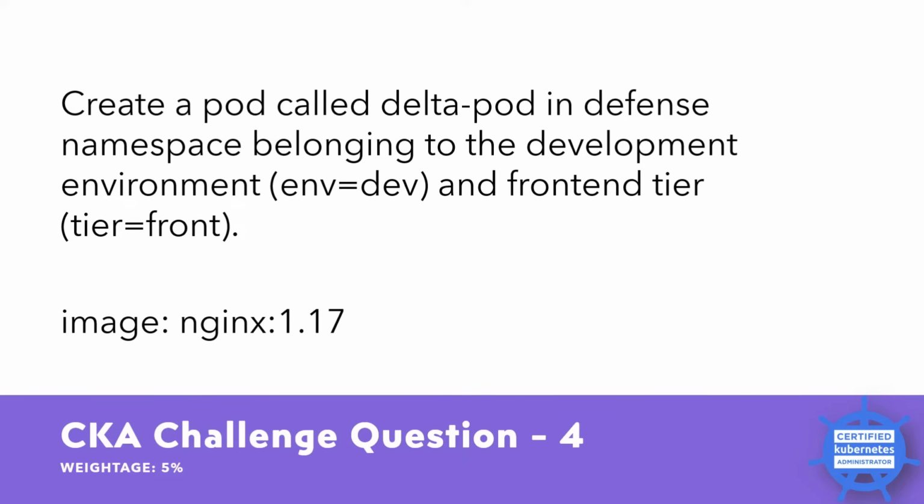So this question requires you to create a Kubernetes pod named delta-pod in the defense namespace with specific labels indicating that it belongs to the development environment and front-end tier. The container image used for this pod is nginx, with the tag 1.17, which is a version of the popular nginx web server. This image will be used to create a container that runs the nginx process and exposes the default port 80.